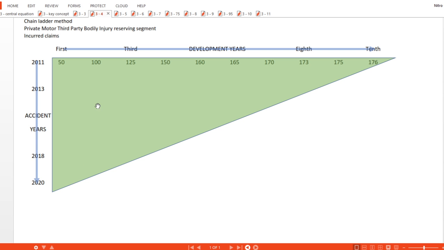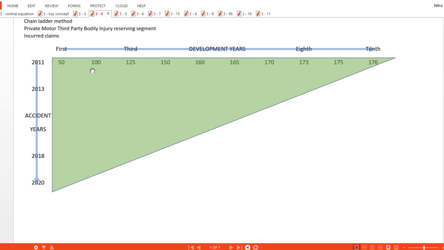Let's go ahead and fill in data for the 2011 accident year. We can see that after one development year, i.e. at the end of the 2011 calendar year, we have 50 units of claims incurred. Then after 2 development years, i.e. the end of the 2012 calendar year, we have 100 units of claims incurred, and we go all the way up to the end of the 2020 calendar year, i.e. the 10th development year, where we have 176 units of claims incurred.